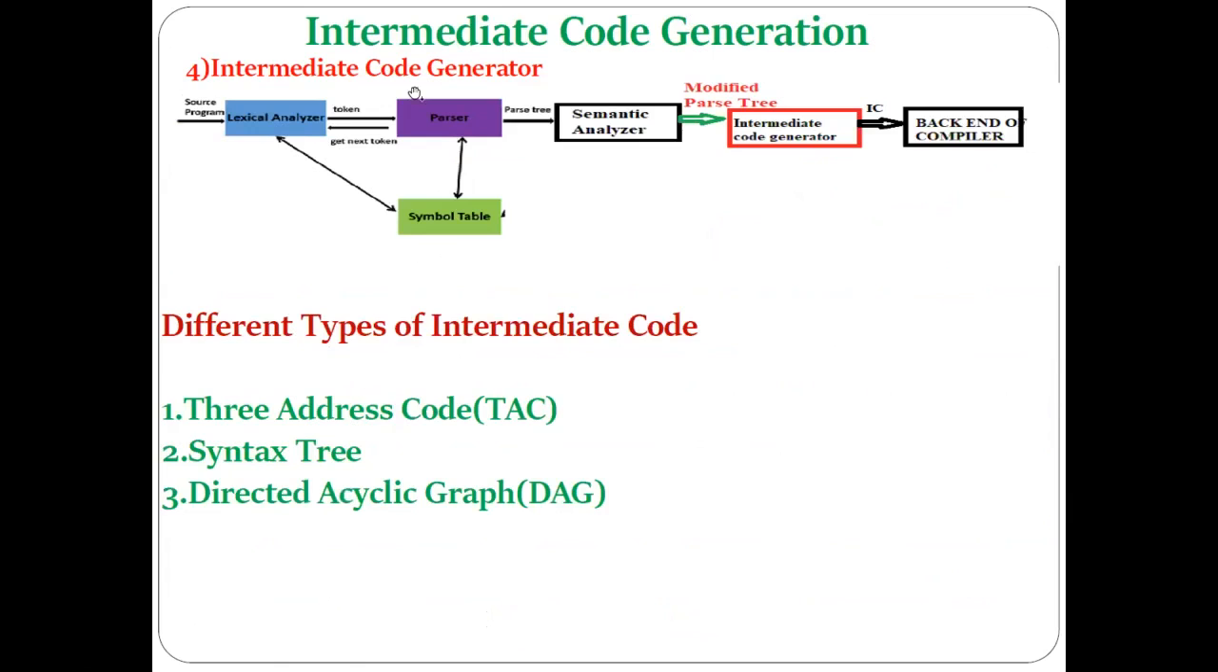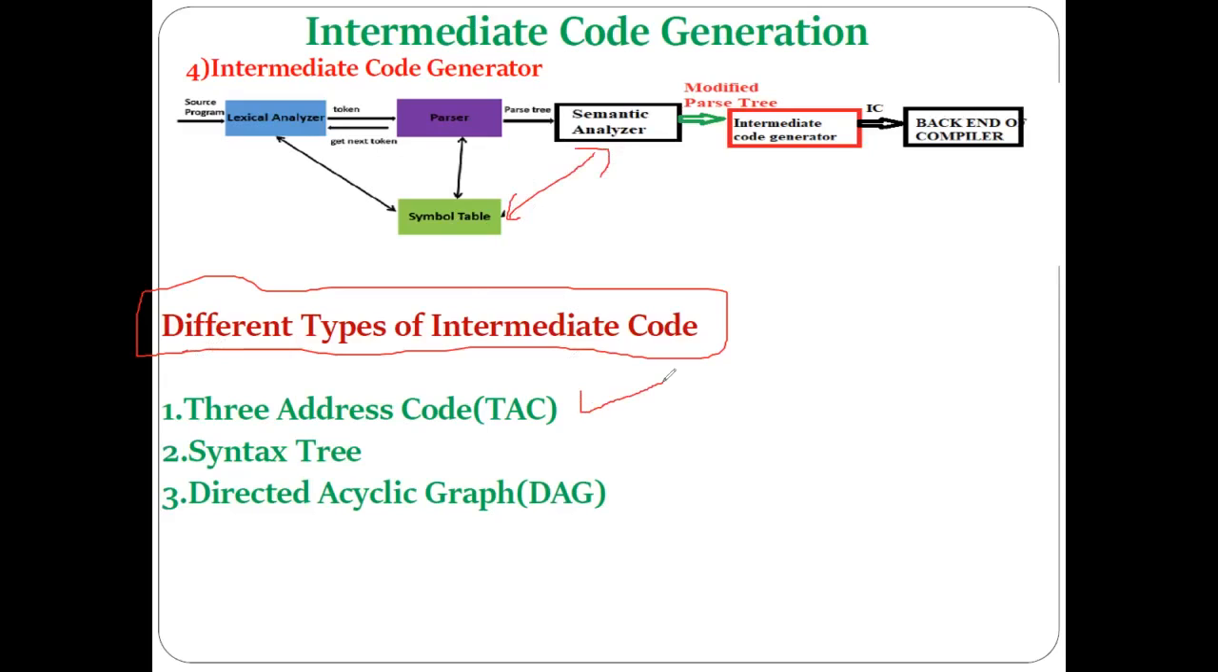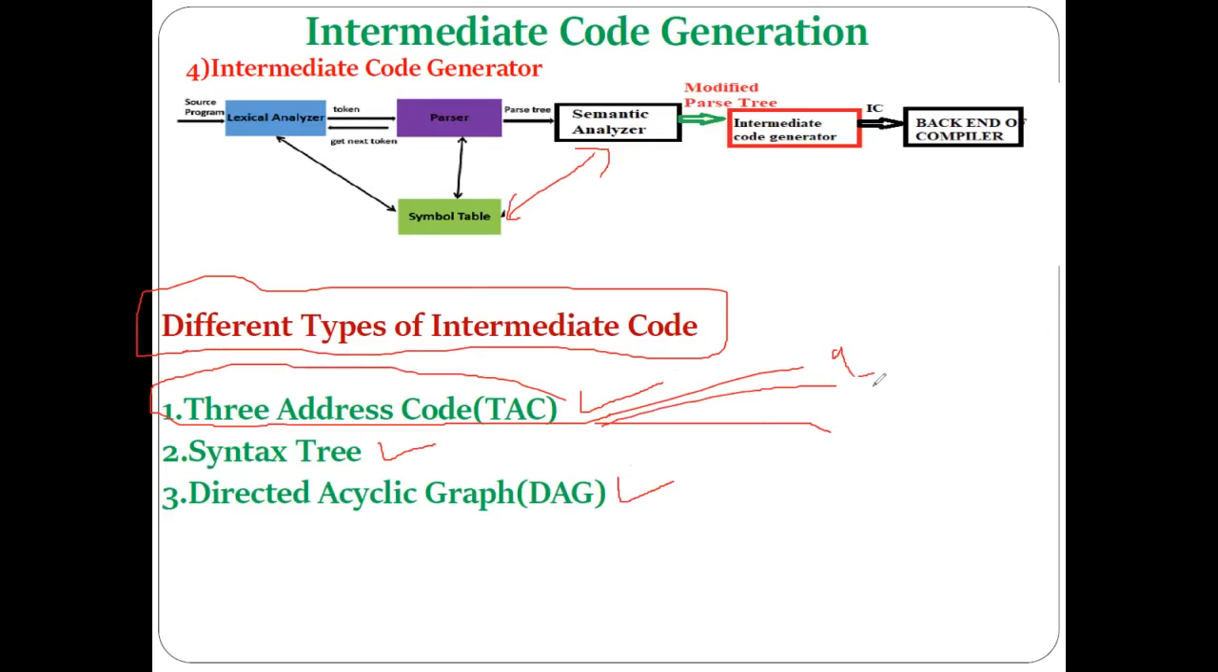Now the next part is the different types of intermediate code. There are various ways of generating intermediate code. Among the different types, we have three important types. The first is three address code, which we have already discussed in SPOS also. The second type is the syntax tree, and the third important type is the directed acyclic graph. Today we will discuss three address code and its different representations like quadruple, triple, indirect triple, and in the next lecture we'll discuss the other two types of intermediate code.